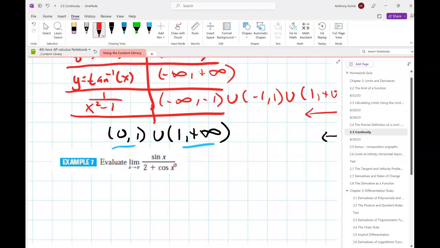What's the minimum output for cosine? -1. What's the maximum output for cosine? +1. Can I ever get a 0 in the denominator if the smallest thing to come out of here is -1? No. So perfect. Can't ever be discontinuous. This is continuous everywhere. So I can just direct substitute this.